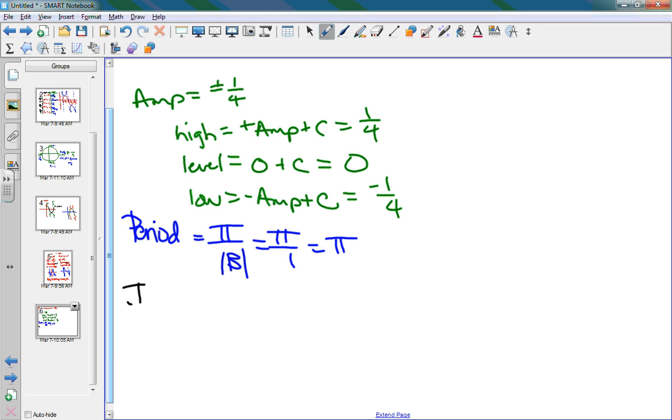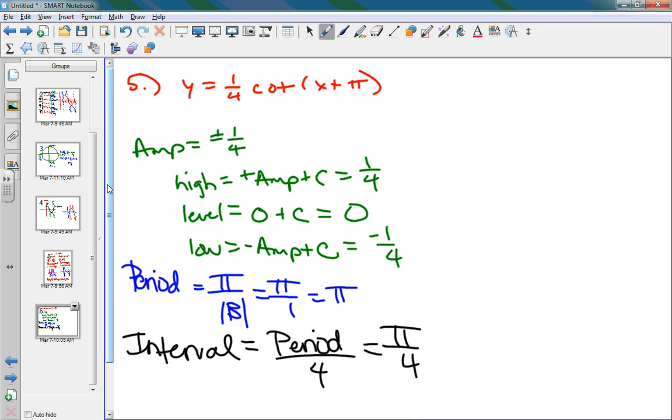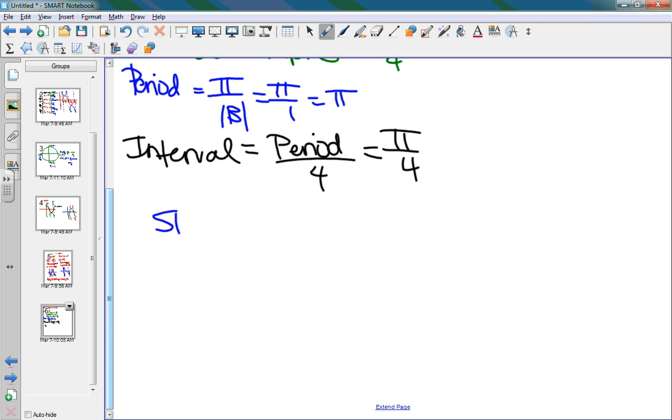Okay, from here we're going to get our interval. Our interval is going to be taking our period and dividing by 4. So our interval is going to be pi divided by 4. Do you all see that, yes or no? Then how do I get my starting and my ending point? Well, what function am I doing? That's extremely important because tangent and cotangent have different starting points and ending points. Do we understand that? The starting point for tangent is negative pi over 2. The ending point for tangent is going to be pi over 2. What's the starting point for cotangent? 0. And what's the ending point for cotangent? Pi.